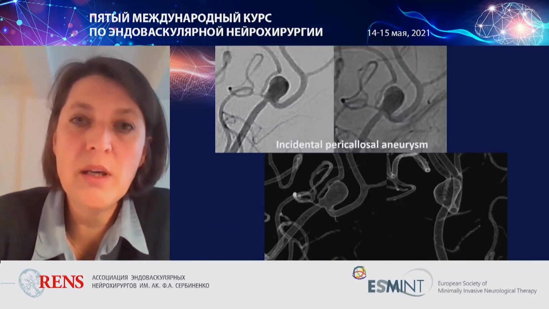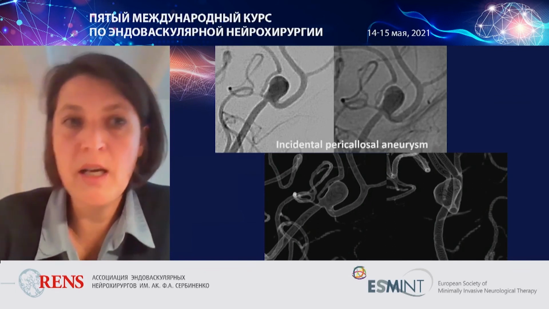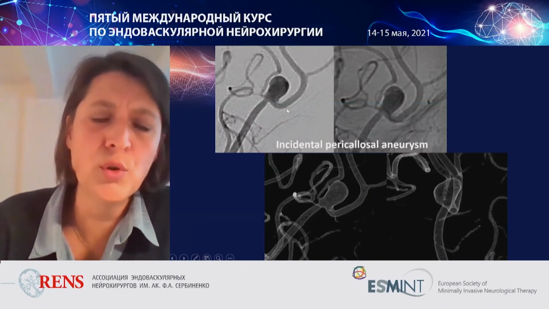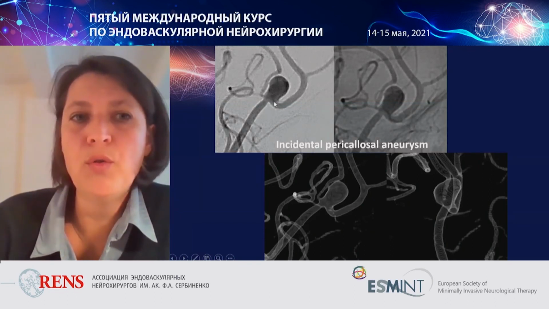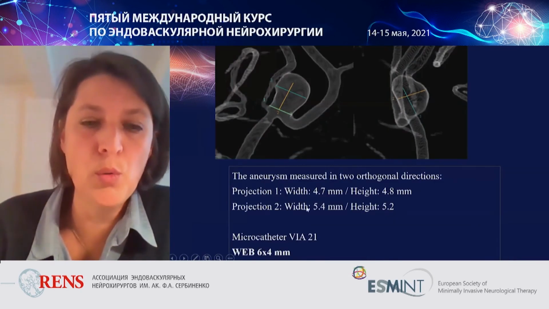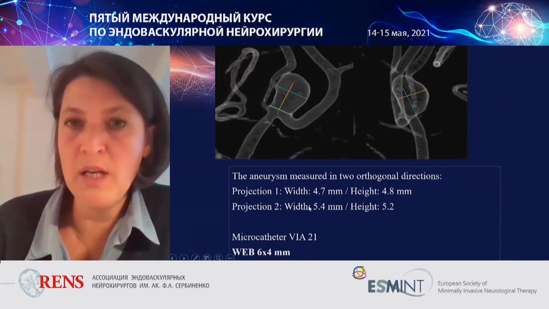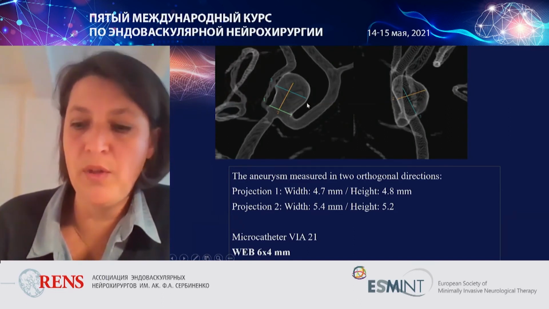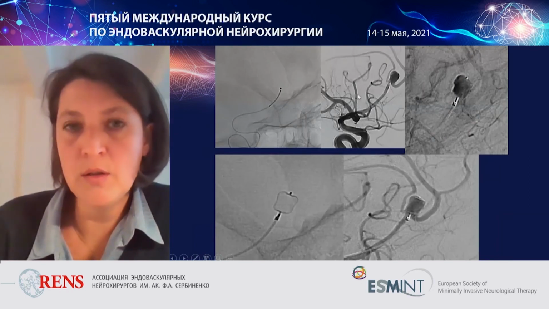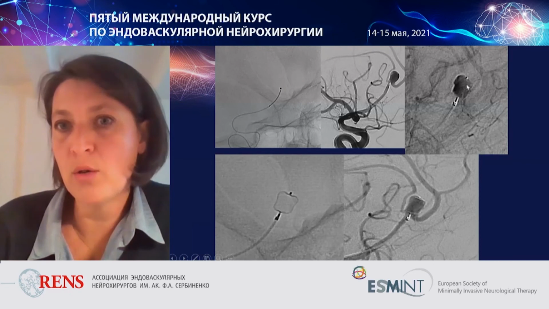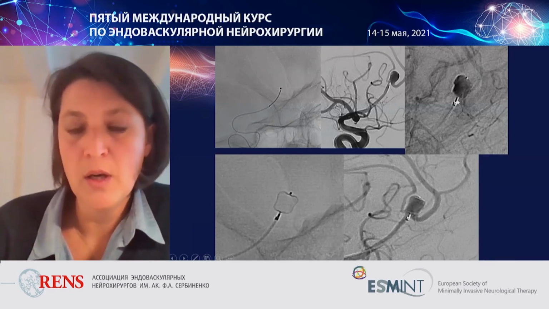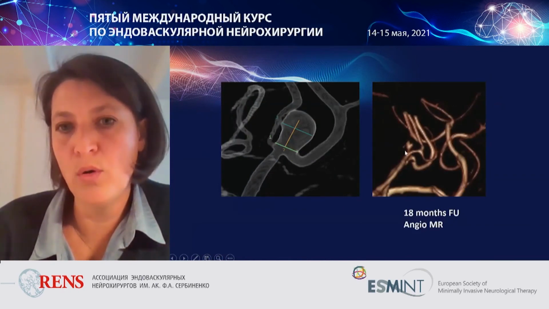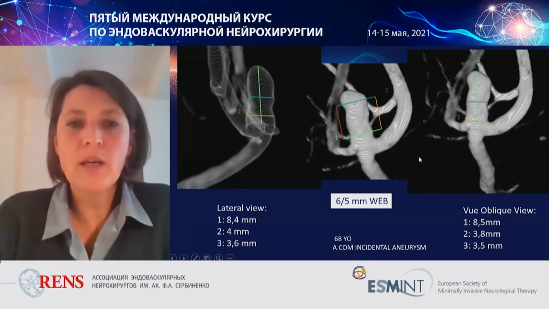This is an incidental pericallosal aneurysm, a square shape, large neck aneurysm, difficult to put a balloon. You can put, of course, a flow diverter, but we decided to put a web. It was a 6 by 4 millimeter web, so largely oversized regarding the width of the aneurysm. You see it's a straightforward procedure with one microcatheter. You deploy one device with a nice sealing of the neck, and this is the result that is stable over the months.